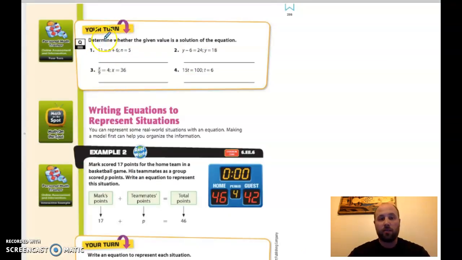Same thing. You're going to do 1, 2, 3, and 4. You're going to do the exact same thing. You're going to determine whether the given value is a solution. I'm looking for you to rewrite the equations, except now instead of using a variable, you're going to use the given value. And then all I need to see from you is the new equation and a yes or a no. So you're going to rewrite this equation with 5 instead of n, and you're going to tell me, yes, this is a solution, or no, it's not, because 5 plus 6 does or does not equal 11.